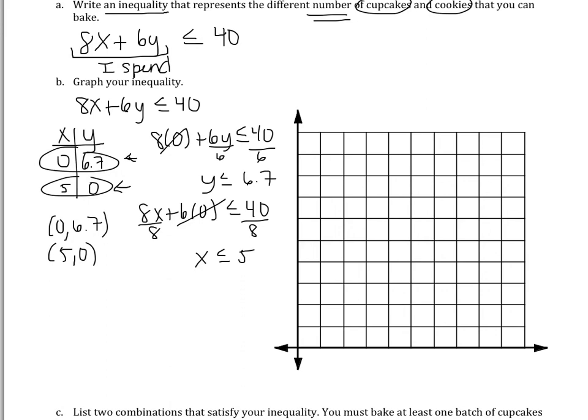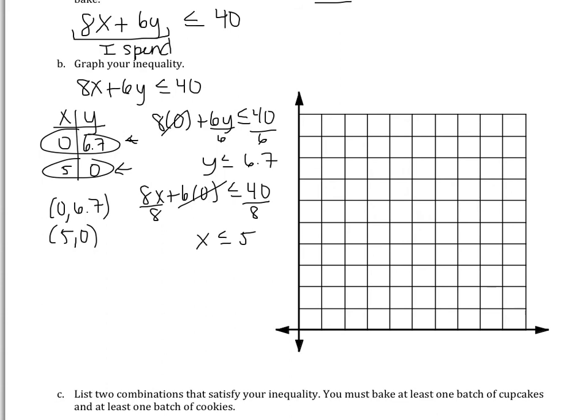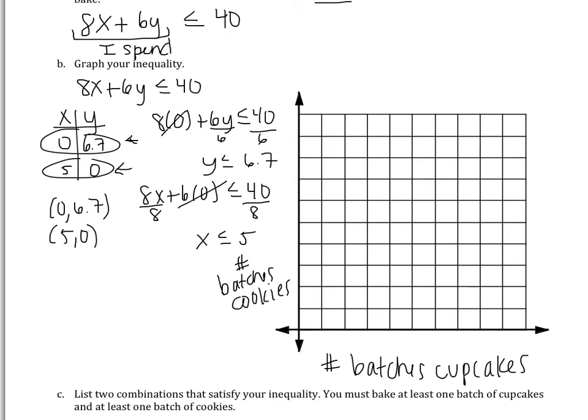Now I need to graph these. So first thing is I'm going to label my x and y axis. I was already told that x is the number of batches of cupcakes. And I was told that the y-axis, which I cut off a little bit, is the number of batches of cookies. I have 10 boxes on the graph. The highest I have to go to is 6.7. So I can just count by ones.